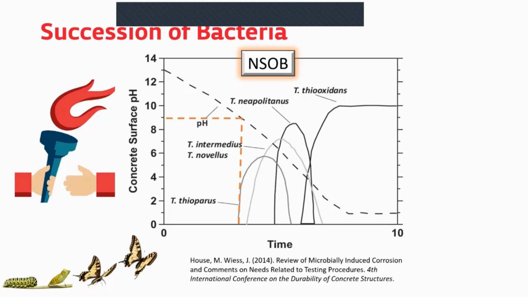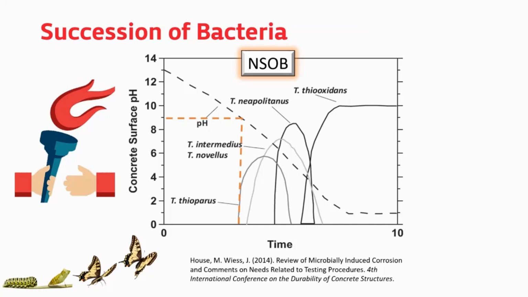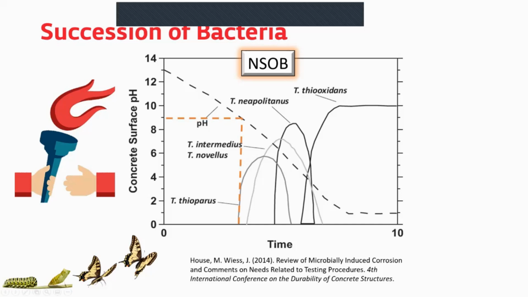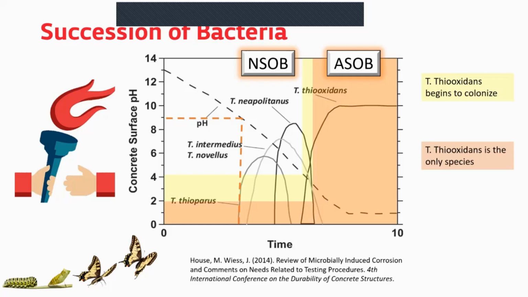They transition the surface pH lower and lower. You can see the pH trends on the graph here as the pH is going down, and then at about pH 4 the acidophilic sulfur oxidizing bacteria takes over and colonizes and thrives. And then at about pH 2, that bacteria, Thiobacillus thioxidans, becomes the predominant species in the system. And then at about 1 pH, you start having very severe corrosion of the concrete.